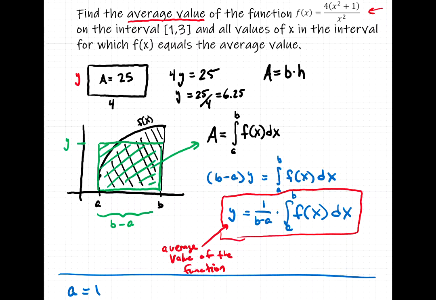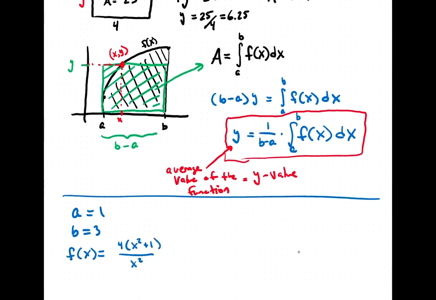So what this question is asking us to do is to find this point right here, the x value and the y value. The y value, we have this formula right here. The y value is the average value of the function, and then we also want to know what is that x value. Okay, so that's what we're looking for in this problem, the x and the y value. We'll find the y value first because we have this formula for the average value of the function, which is the y value. Okay, so let's come back down here.